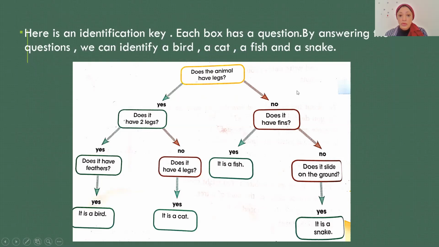For the no answer to the question does the animal have legs, if there are no legs, does it have fins? If yes, it will be a fish. If no, does it slide on the ground? If yes, it will be a snake. Okay, so as you see, a series of questions with the answers yes or no, and depending on the answers, you can know the animal.